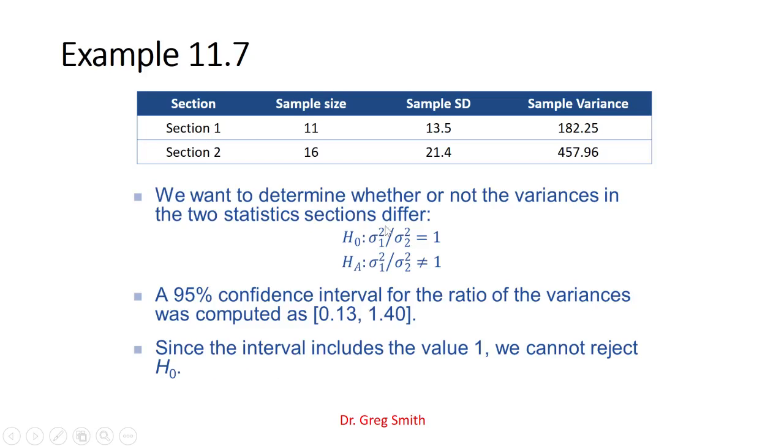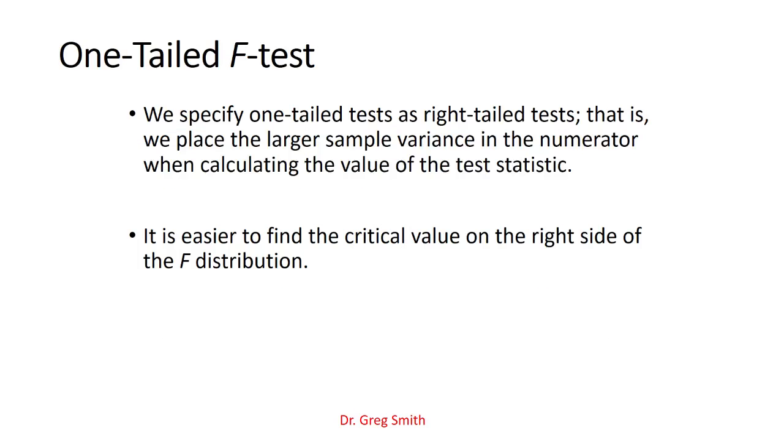Simple enough. Well, let's just revisit what we saw. We want to determine whether or not the variances differ. Well, we just calculated this confidence interval. 1's in there, so we can't reject that null. 1's in there, so yeah, they're determined to be the same. We can't prove that they're significantly different. Great.